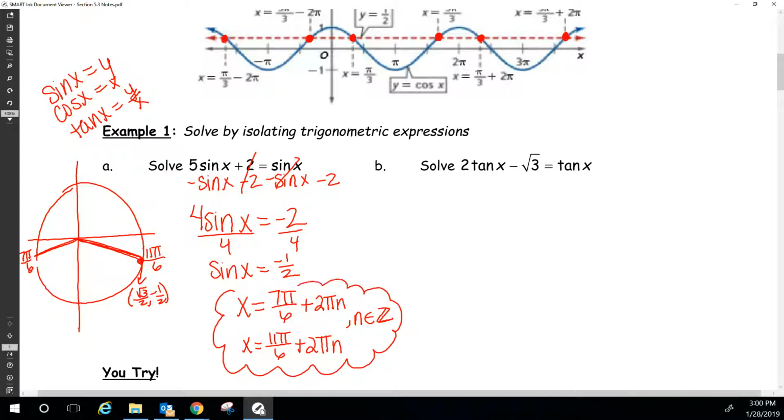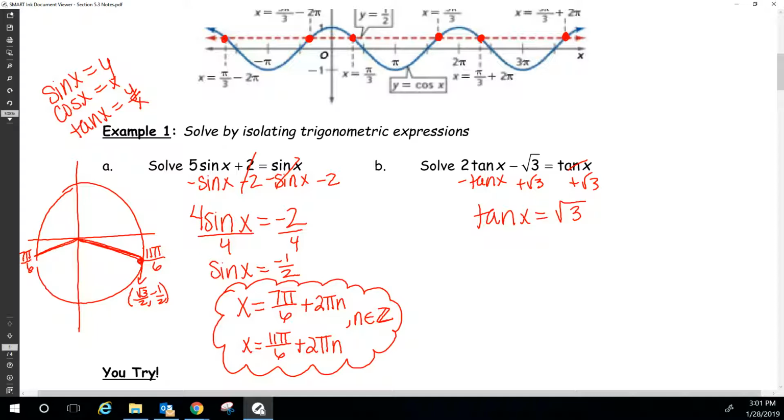When it's sine, when it's cosine, when it's secant or cosecant, we're going to have 2 pi n added each time, and we should have two solutions because we're going to have two of them here. All right, tangent's a little different, but we're going to set it up the same way. I'm going to get tangent by itself, so I'm going to subtract tangent, and then I'm going to add square root of 3. So 2 tangent minus tangent would just be 1 tangent, and it's going to be equal to the square root of 3.